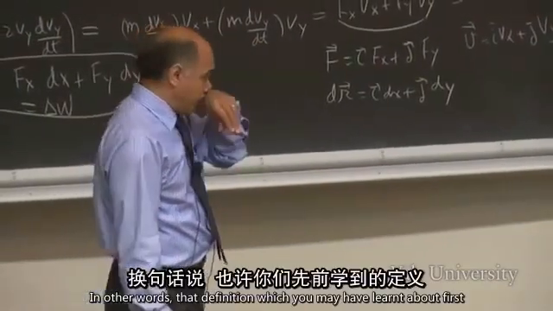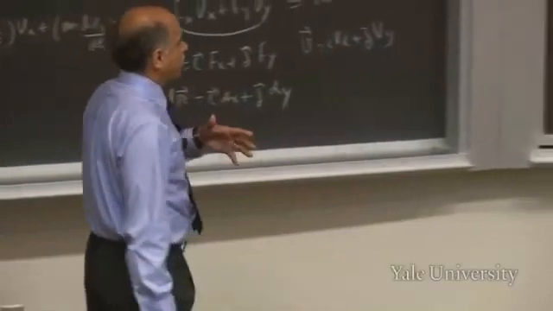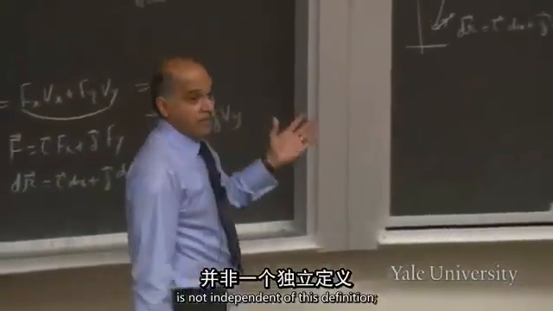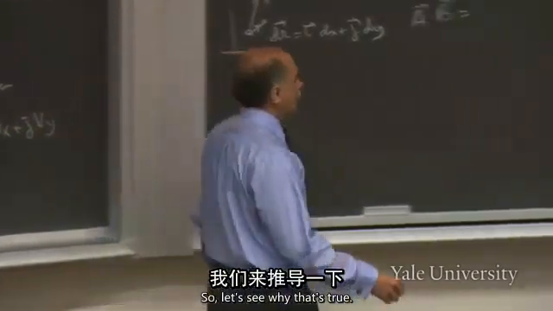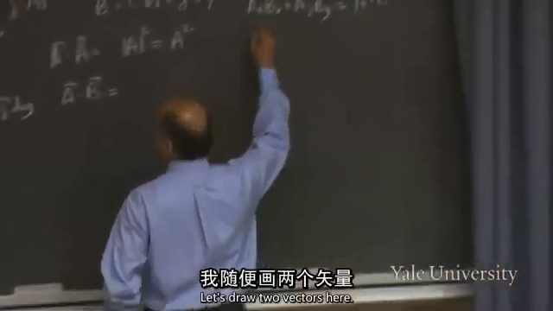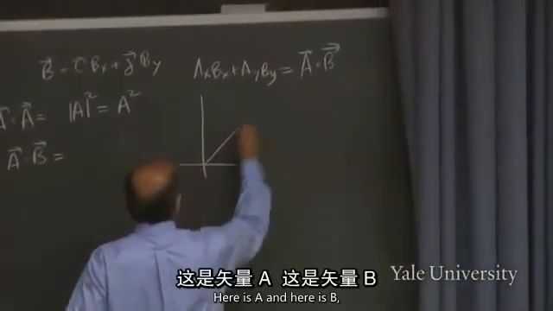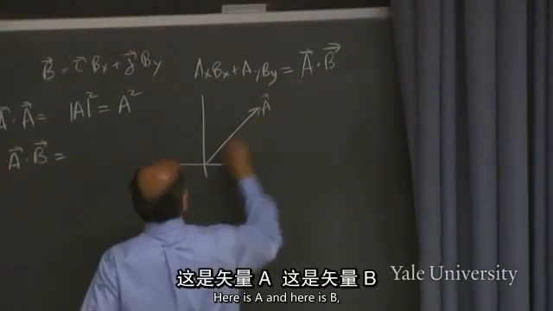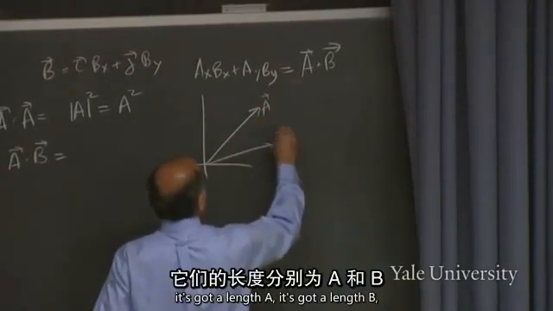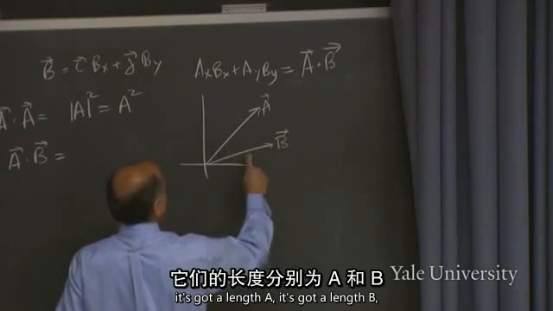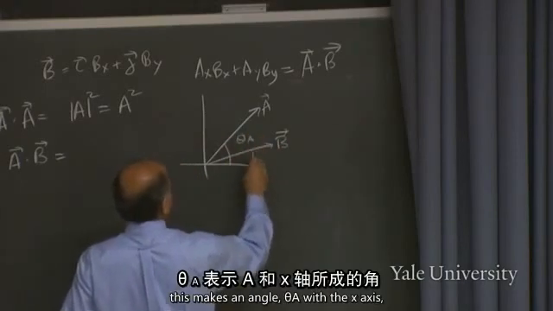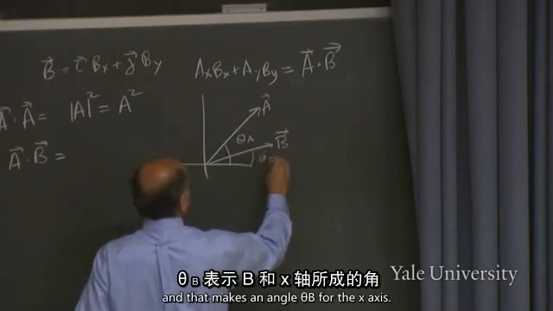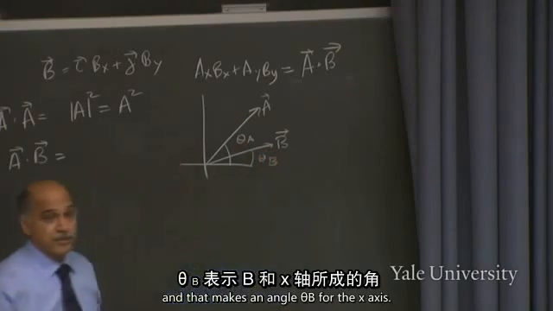In other words, that definition, which you may have learnt about first, is not independent of this definition. It's a consequence of this definition. So let's see why that's true. So let's draw two vectors here. Here is A, and here is B. It's got a length A, it's got a length B. This makes an angle theta sub A with the x-axis, and that makes an angle theta sub B with the x-axis.